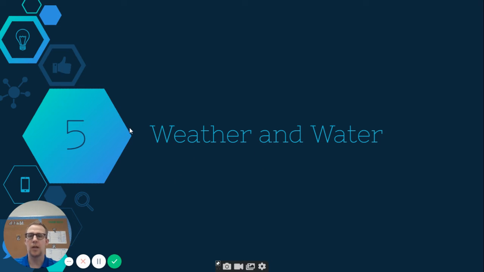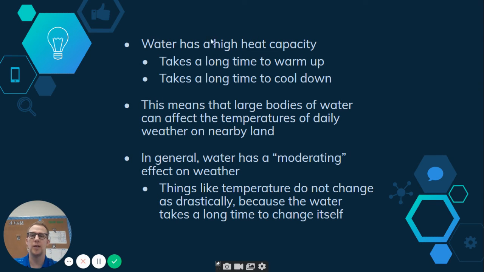Now let's talk about how weather and water are connected, because they're very connected, and there's lots of different ways. So water has a very high heat capacity. We've already discussed this. But as we know, it takes a long time to warm up, and it takes a long time to cool down. This means that large bodies of water can affect the temperature of daily weather on nearby land.